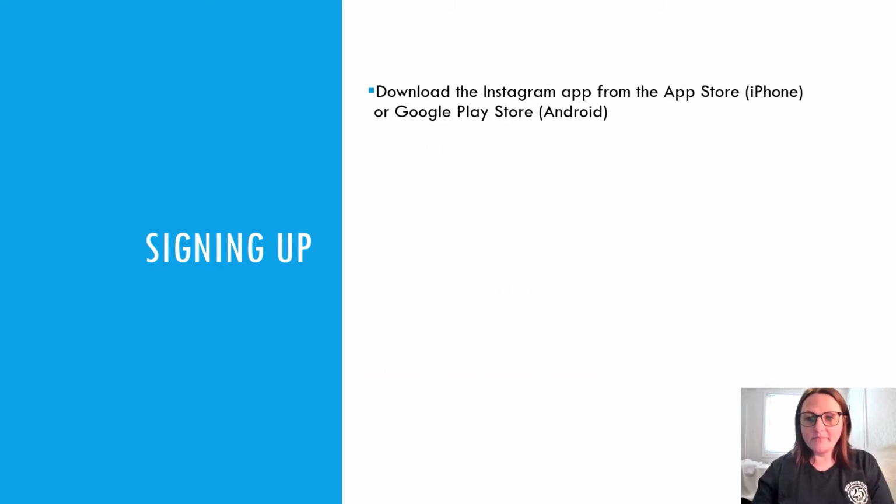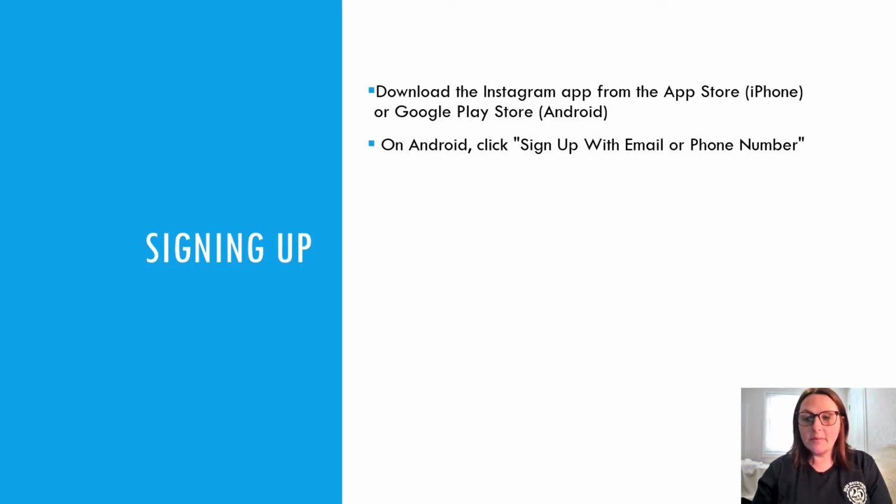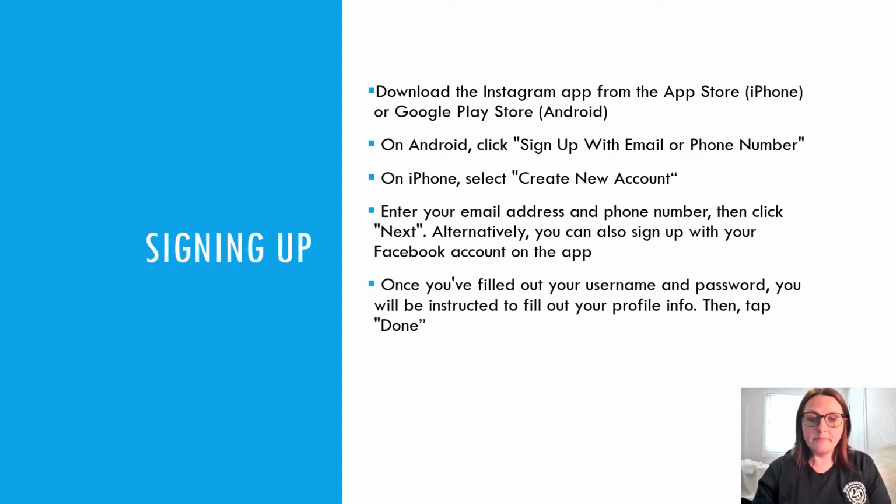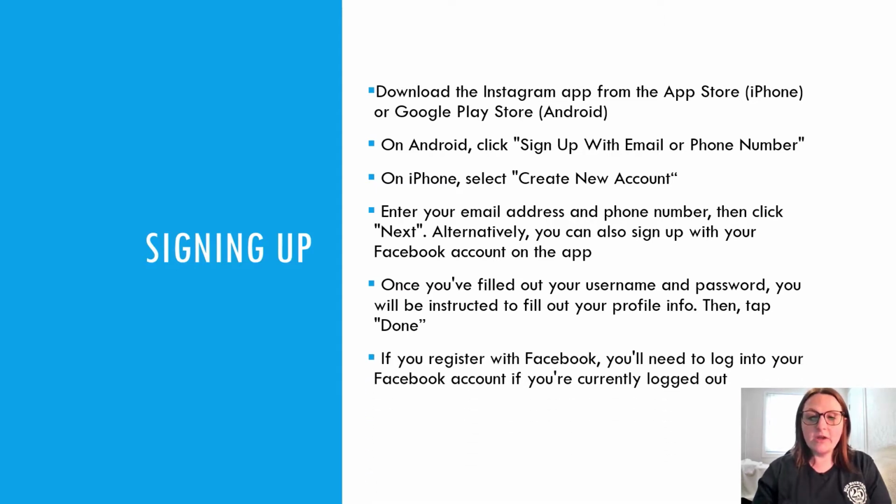Signing up. Download the Instagram app from the App Store for an iPhone or an iPad, or from the Google Play Store for an Android phone or an Android tablet. On Android, click Sign up with email or phone number. On an iPhone, select Create New Account. Enter your email address and phone number and then click Next. Alternatively, you can also sign up with your Facebook account on the app. Once you've filled out your username and password, you'll be instructed to fill out your profile info and then tap Done. If you register with Facebook, you'll need to log into your Facebook account if you're currently logged out.